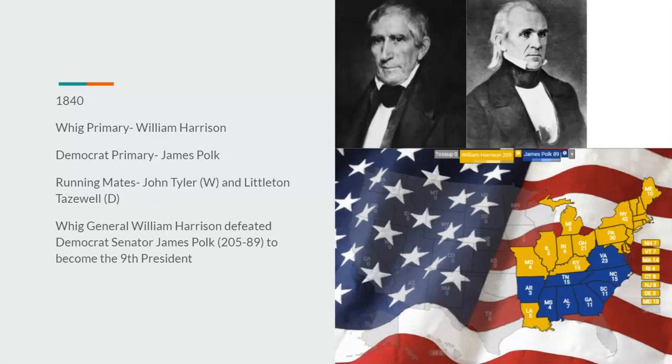Going on to the 1840 election, Whigs would nominate William Harrison, as they did in our timeline, and Democrats would nominate James K. Polk. Jackson would push for Polk, and Harrison would still choose John Tyler as his running mate, and Littleton Tazewell would be James Polk's running mate. But Polk wouldn't have the energy factor from the Texas annexation to push him over the edge, and plus Harrison was fairly popular, and Whig General William Harrison would defeat Democrat Senator James Polk 205 to 89, pretty much in a landslide victory, to become the 9th president.